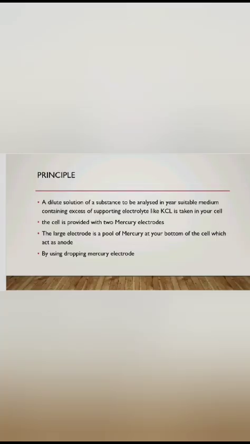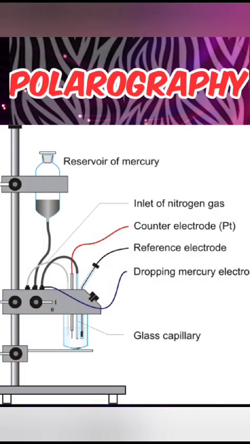Now we are going to see about the principle of polarography. A dilute solution of a substance to be analyzed in a suitable medium, containing an excess of supporting electrolyte like KCl, potassium chloride, is taken in a cell. The cell is provided with two mercury electrodes. The large electrode is a pool of mercury at the bottom of the cell, which acts as the anode. The small electrode is a drop of mercury coming out of a very fine capillary tube, which acts as the cathode.